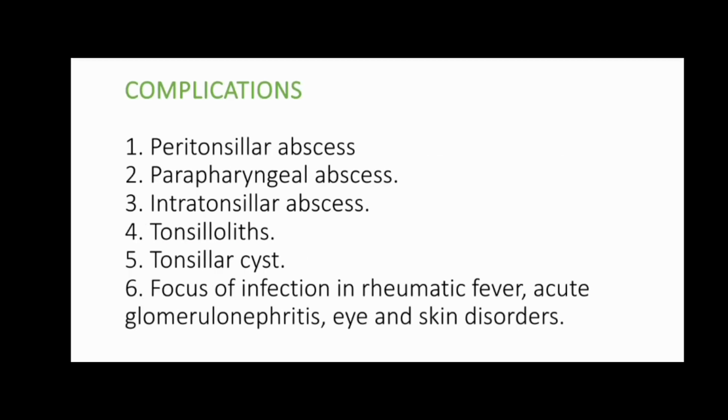And coming to complications, if we don't treat chronic tonsillitis, what will happen? The infection spreads to nearby areas. So it leads to peritonsillar abscess, parapharyngeal abscess, intratonsillar abscess, tonsilloliths, and tonsillar cyst formation. And focus of infection in rheumatic fever. If it is caused by beta hemolytic streptococcal infection, it leads to rheumatic fever, acute glomerulonephritis, and eye and skin and other disorders.